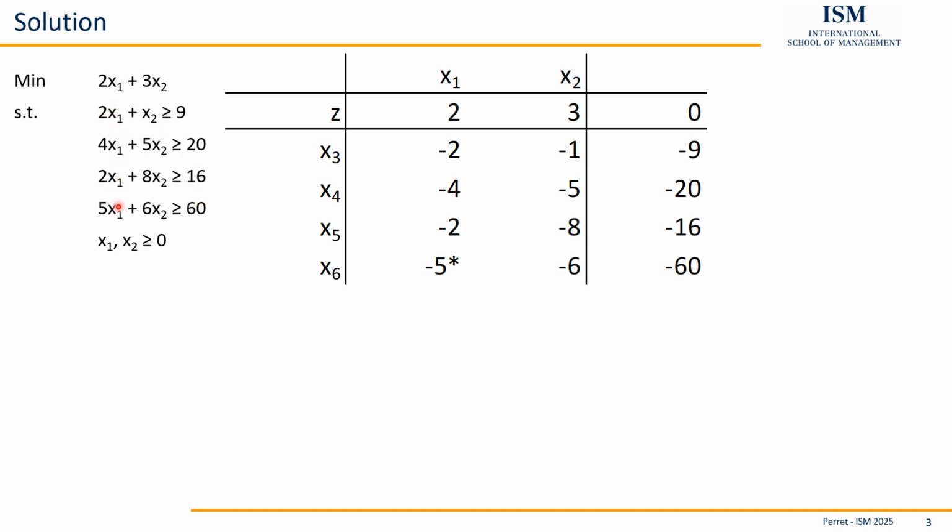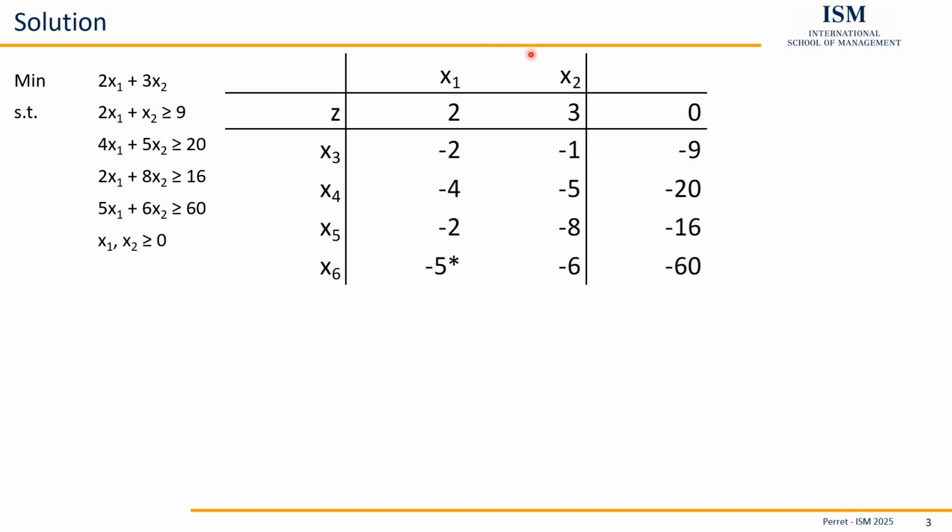So for the x1 column, I get here not 2, 4, 2, 5, but the negative values -2, -4, -2, -5. And for the x2 column, I get -1, -5, -8, -6. These values here. And finally, for the right-hand side, I get -9, -20, -16, or -60. These values here. So with this done, I see that I completed this first table.